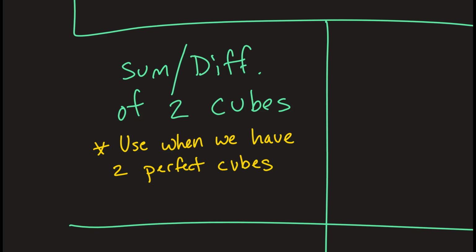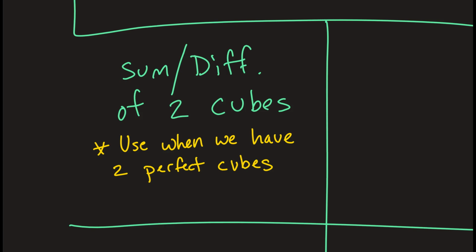We're multiplying a number times itself. So 2 times 2 is 4, that means 4 is a perfect square. 3 times 3 is 9, that means 9 is a perfect square. 4 times 4 is 16, that means 16 is a perfect square. And 8 times 8 is 64.